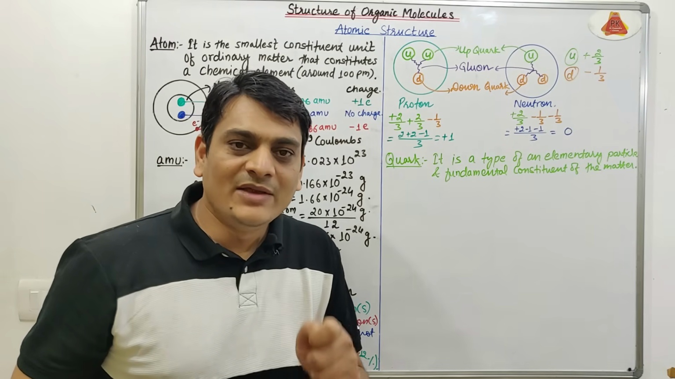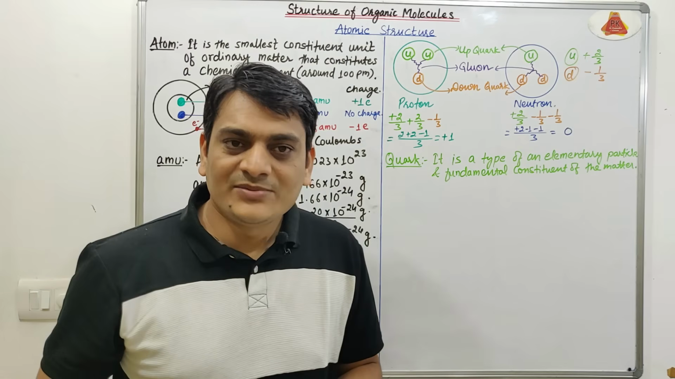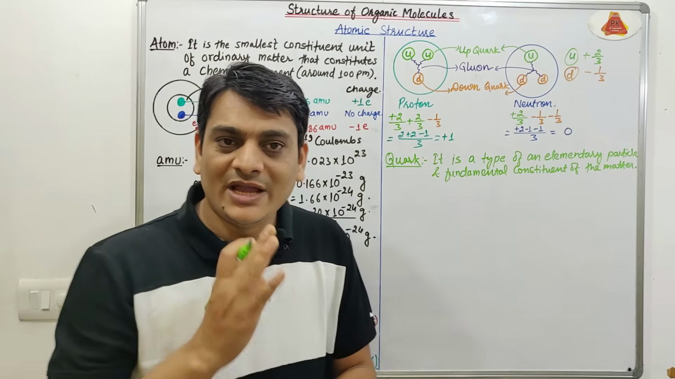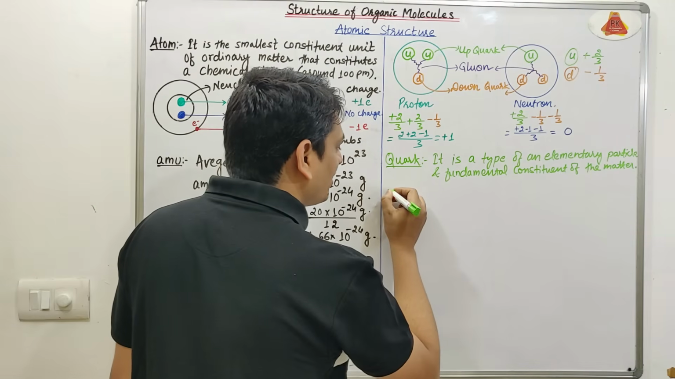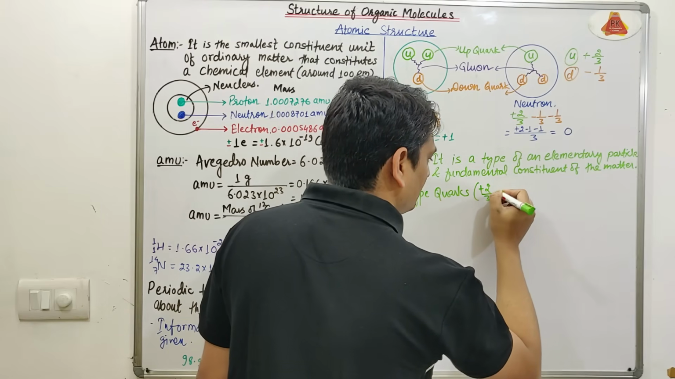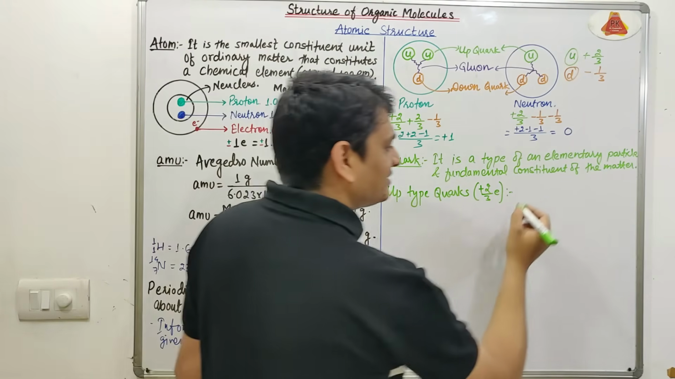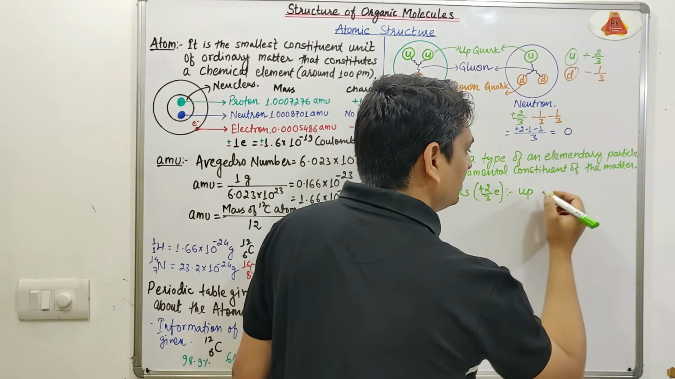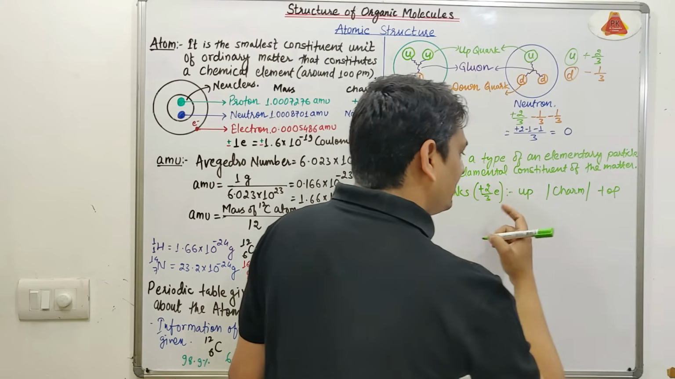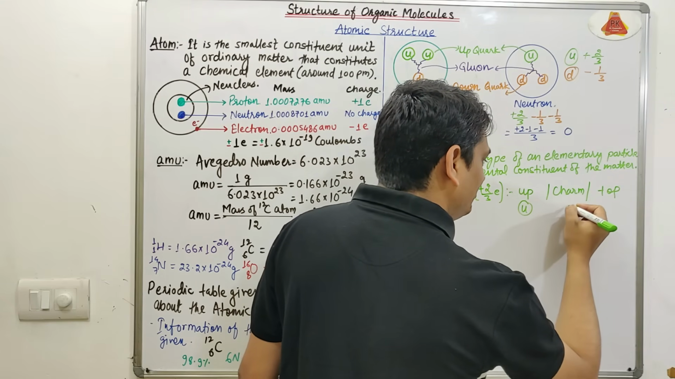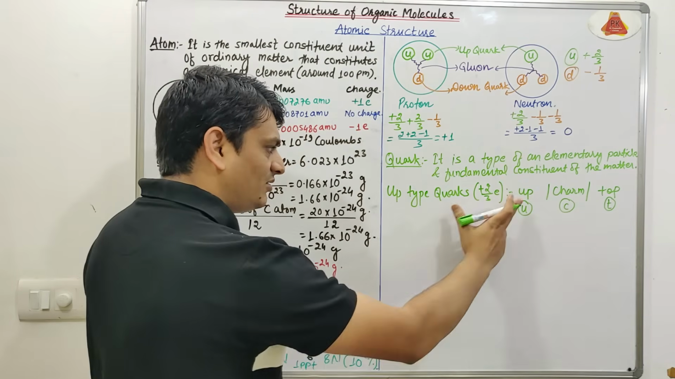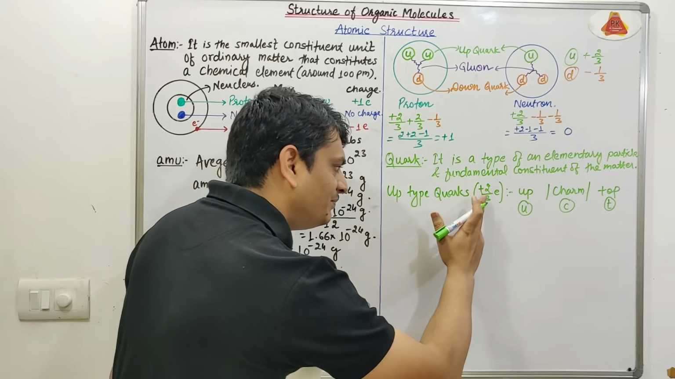Now coming to the types of quark. There are two types of quark. The first is up type quarks and the second is down type quarks. Coming to the up type quarks, there are three of them: up, charm and top. Up is denoted by small u, charm by small c, and top by small t. The charge on all these up type quarks is plus 2/3.